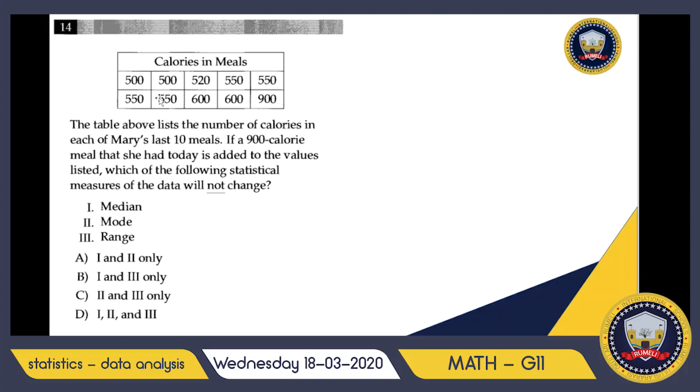So the table above lists the number of calories in each of Mary's last 10 meals. If we added one more sample to this table, so the new sample is for today's meal, we will add this value to the list above. So it's asking me which one of the following statistical measures of the data will not change.